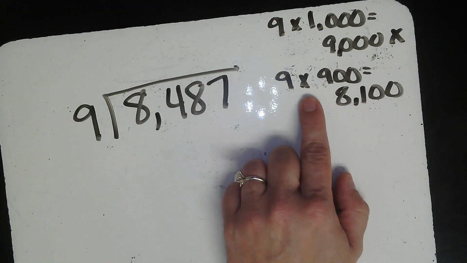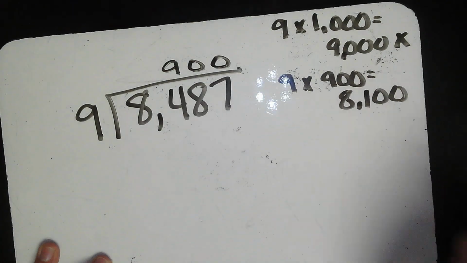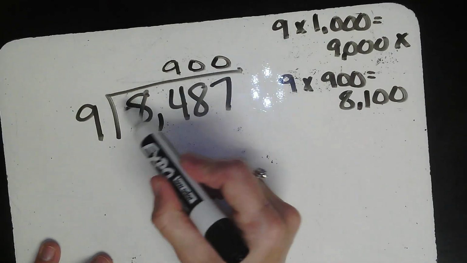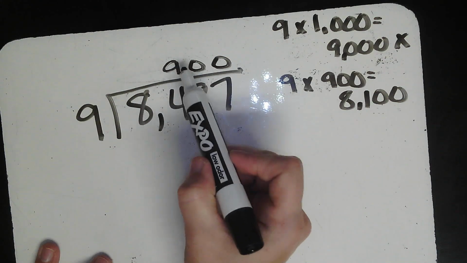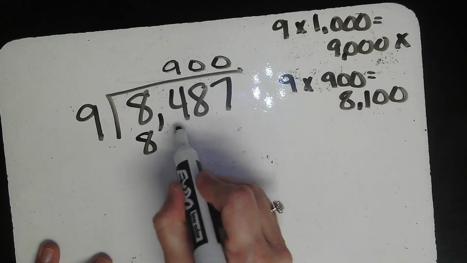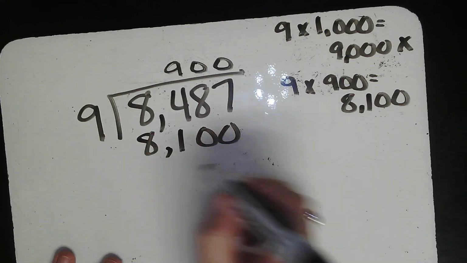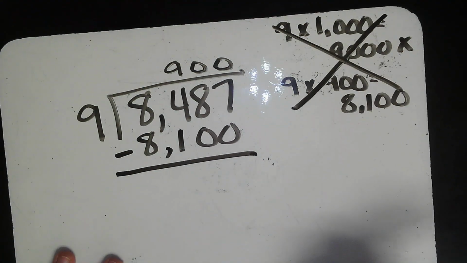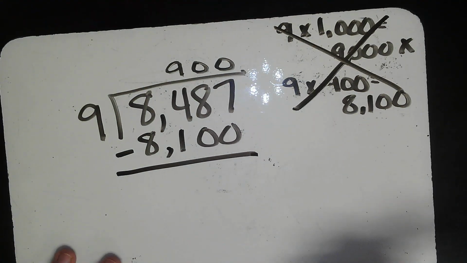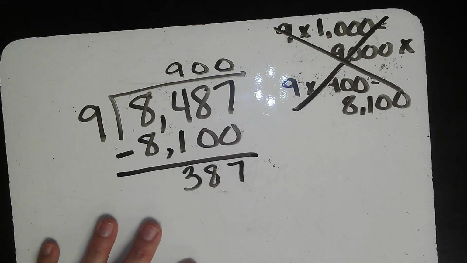So, what number did we guess? 900. That's the number I'm putting up top. We guessed that 900 times 9 would give us close to this number. Now we multiply. 9 times 9 is 81, and 2 zeros because of those 2 zeros. My next step is to subtract. Okay, I'm done with these. I don't want them to confuse me later, so I'm going to cross them out. Okay, when I subtract these, this is what I wind up with.